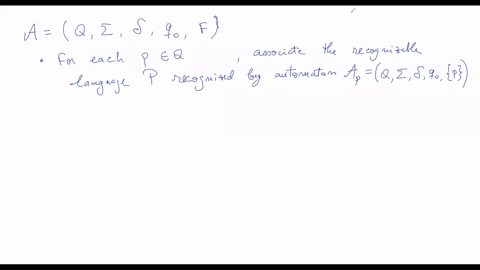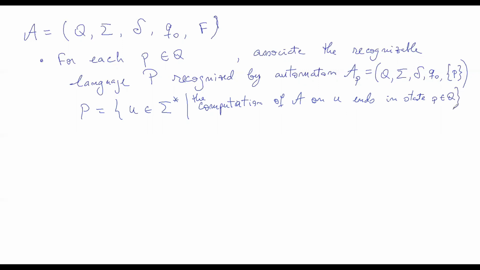So again, for each state P, I'm going to associate a recognizable language, which is given by the automaton that behaves exactly as the original one, except that P is the only final state. So in other words, capital P is the set of all words U over sigma star such that the computation of A on U ends in state P. Right. So that's what we have.